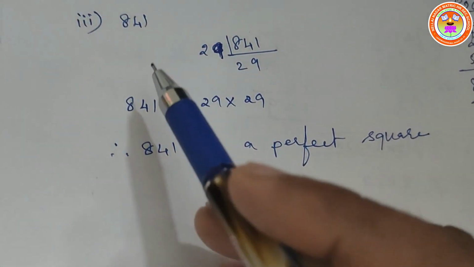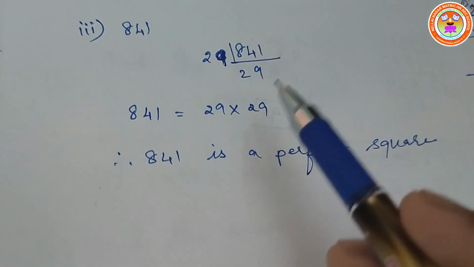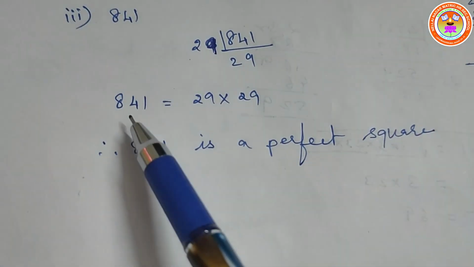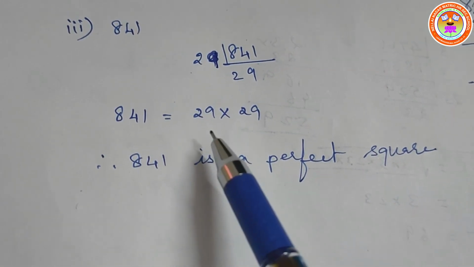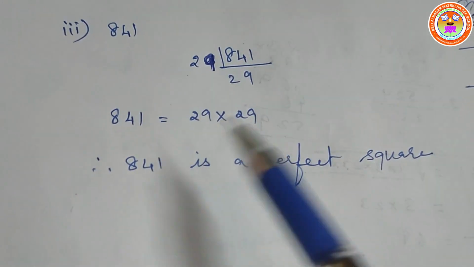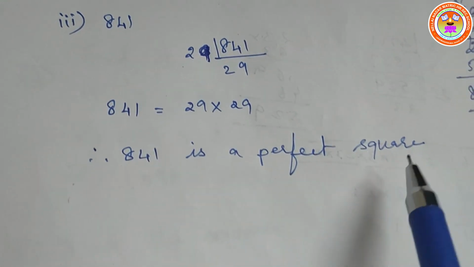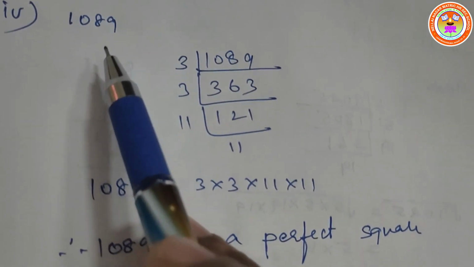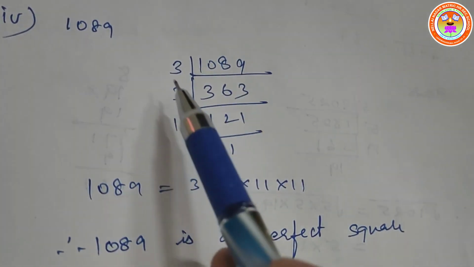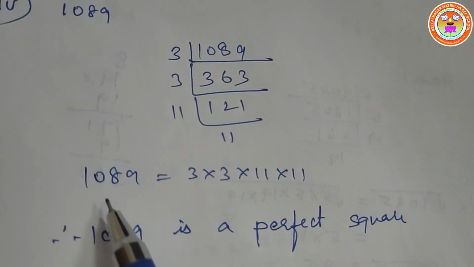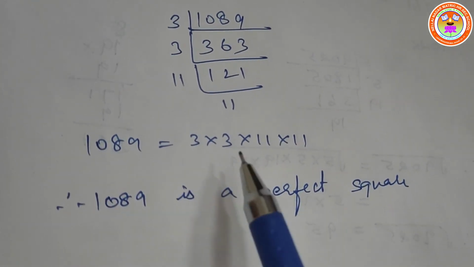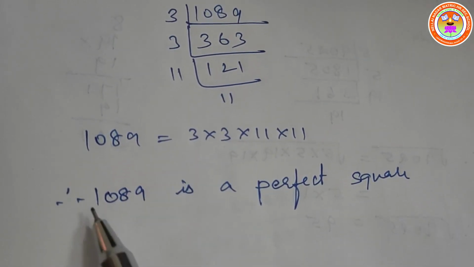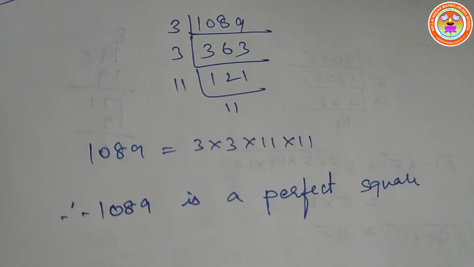Here in the third subdivision, 841, 29 into 29 is 841. So the factors of 841 is equal to 29 into 29. It's a pair of numbers. Therefore 841 is a perfect square. The fourth subdivision is 1089. The factors of 1089 are 3 into 3 into 11 into 11. So 1089 equals 3 into 3 into 11 into 11. These are all pairs of numbers. Therefore 1089 is a perfect square.